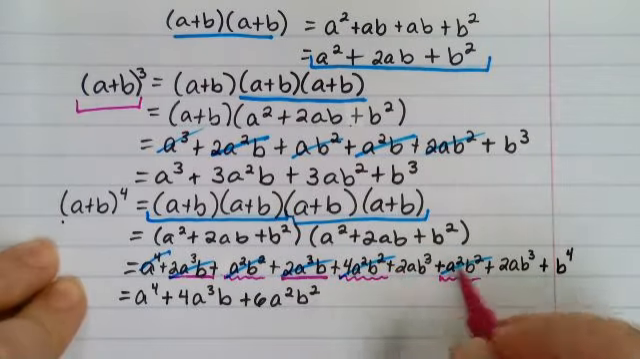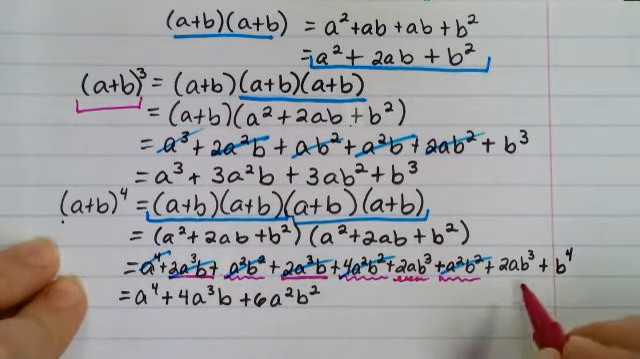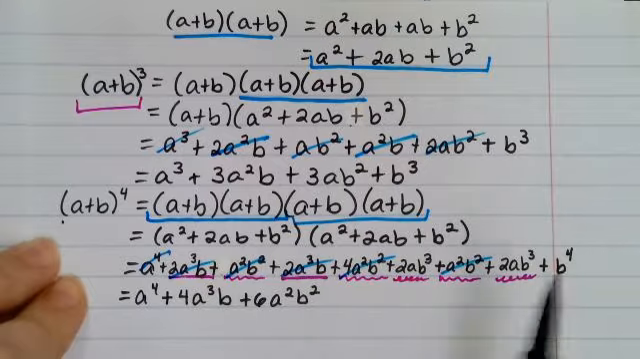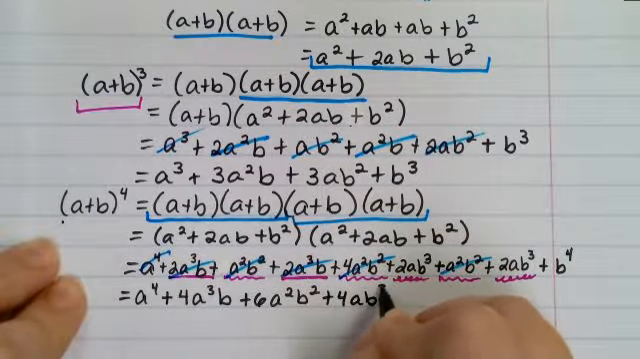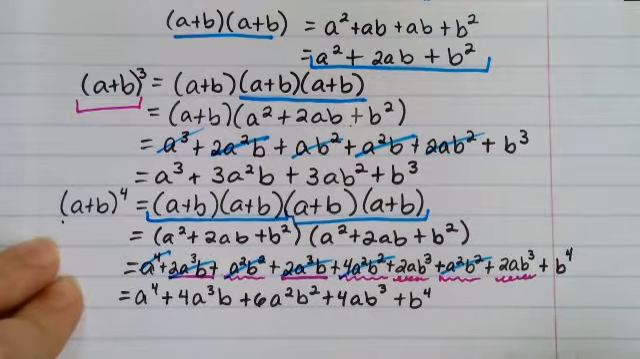All right, go to your next one. ab cubed. ab cubed, okay? So we're going to add those together. 2ab cubed plus 2ab cubed makes 4ab cubed. And then my last term there, b to the fourth. That's the line I'm going to add to my notes, okay?